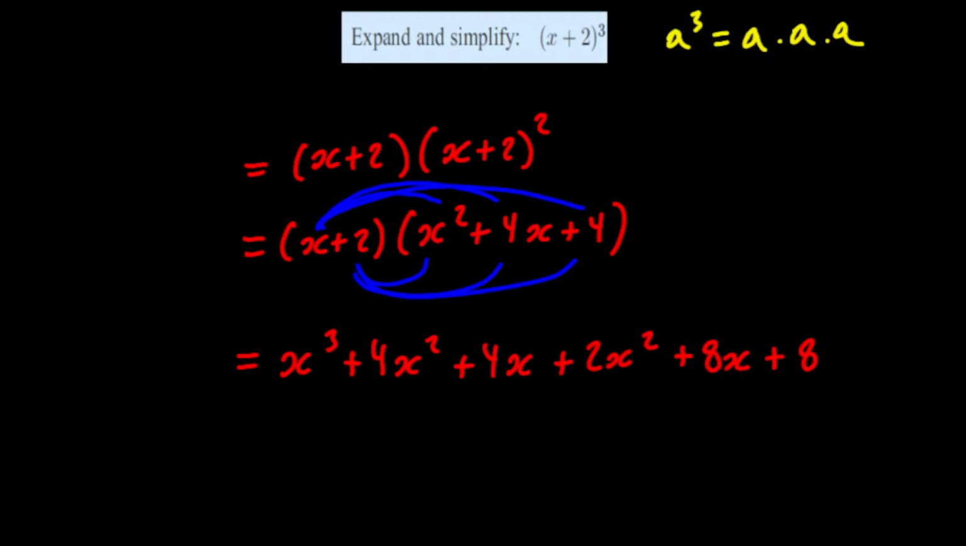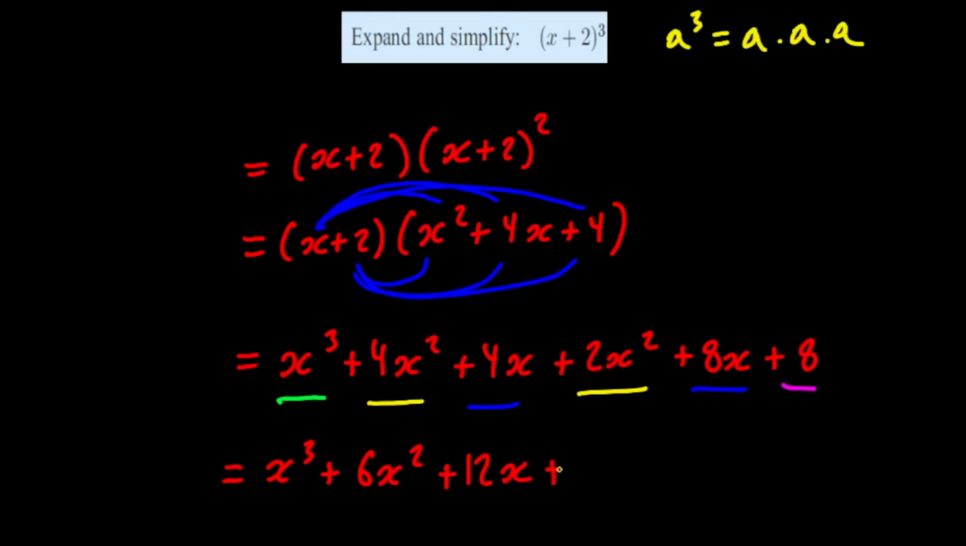And now we can find the like terms. So there's only one x³, we have 4x² and 2x², we have 4x and 8x, and finally plus 8. So this gets simplified to x³ plus 4x² plus 2x² is 6x², 4x plus 8x, that's 12x, and then plus 8.